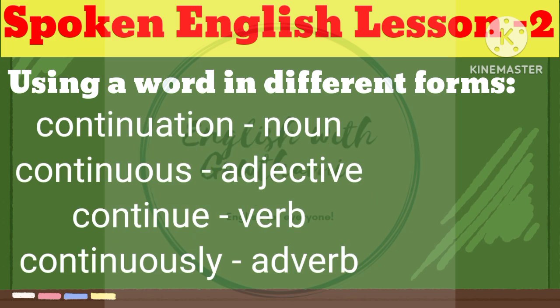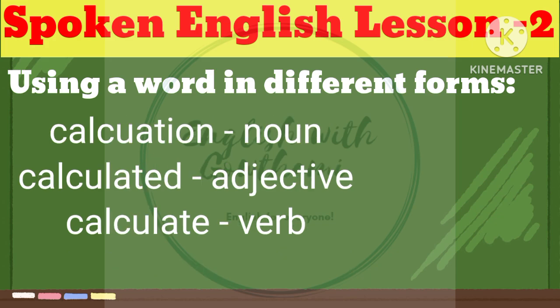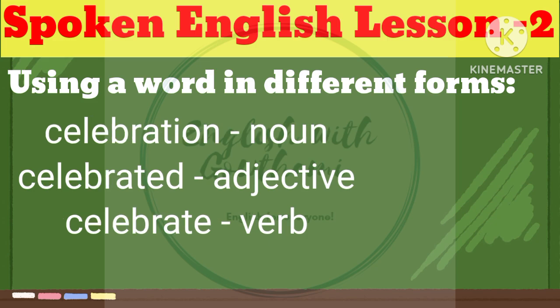Okay. The word continue is a verb. Continuous is an adjective. Continuation is a noun and continuously is an adverb. Calculation is a noun. Calculated is an adjective whereas calculate is a verb. In the same way, celebration is a noun, celebrated is an adjective and celebrate is a verb. Okay, in this way each and every word can be used in different forms. With regular practice, you will come to know the difference and you will be able to speak.